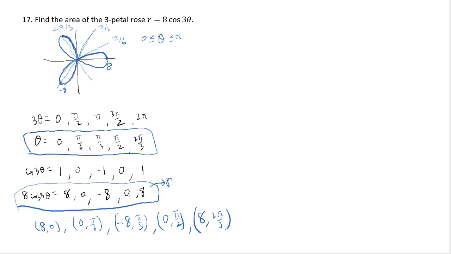And another thing is, if this number is even, cosine 2 theta or 4 theta, then the entire graph is completed in 0 to 2 pi, not 0 to pi.